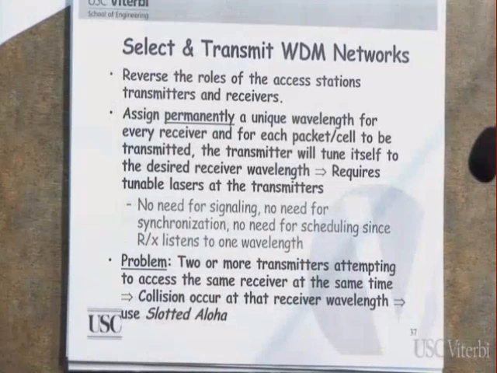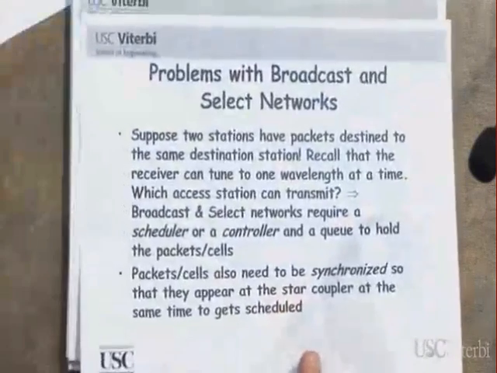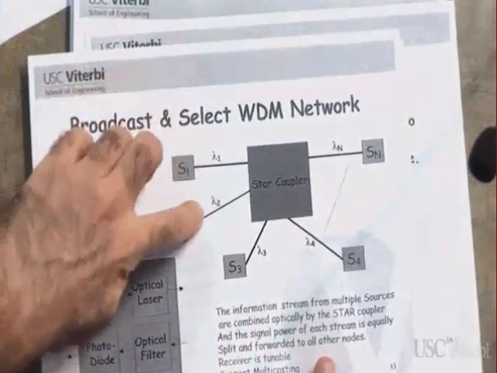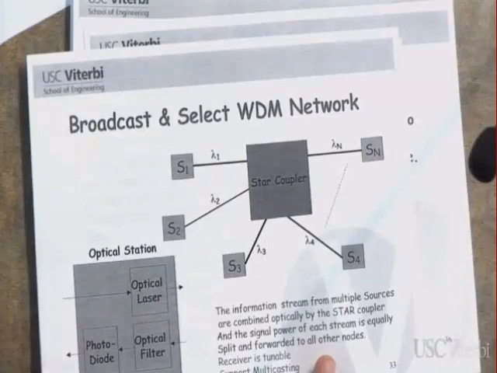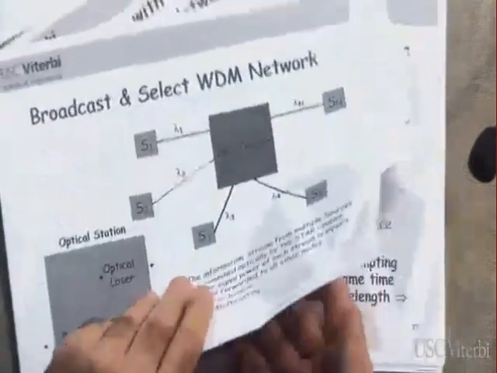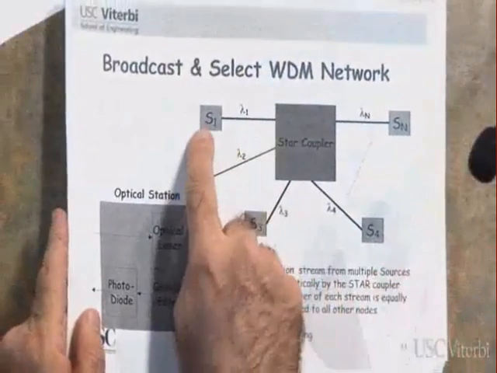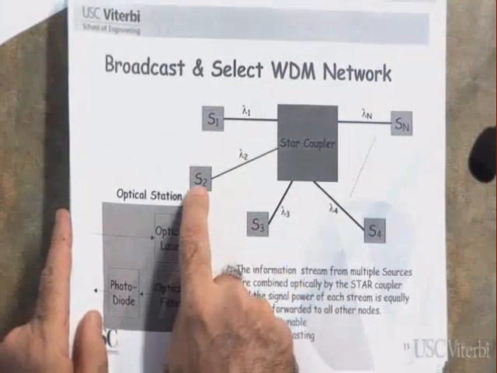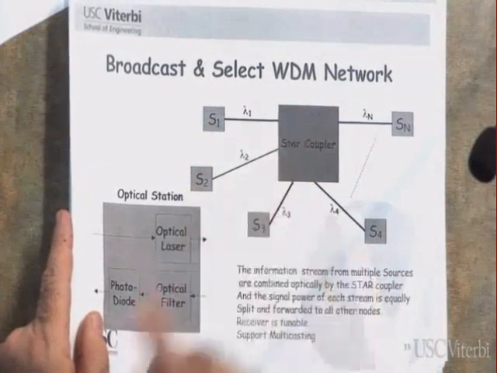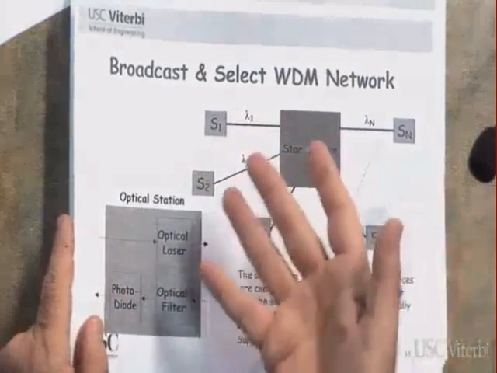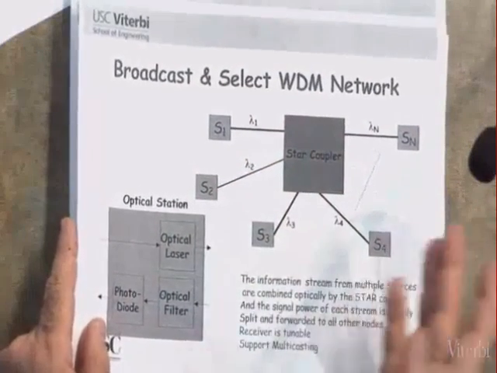In this case, could there be collision? In other words, could this one and then this one transmit at lambda 1 and lambda 1? The transmitter is tunable, but the receiver is not tunable. Could this one tune his transmitter to lambda 1 and this one to lambda 1? Will there be collision? There will be collision. In broadcast and select, there is no collision, we need the scheduling. In here, we need a solution for collision.